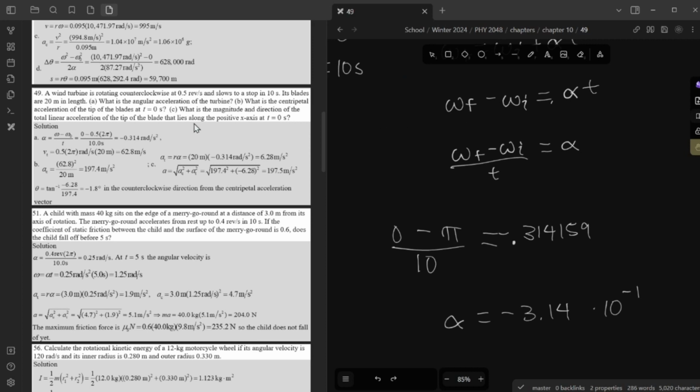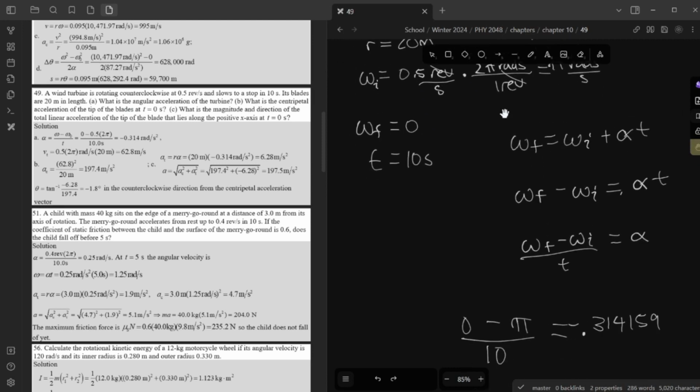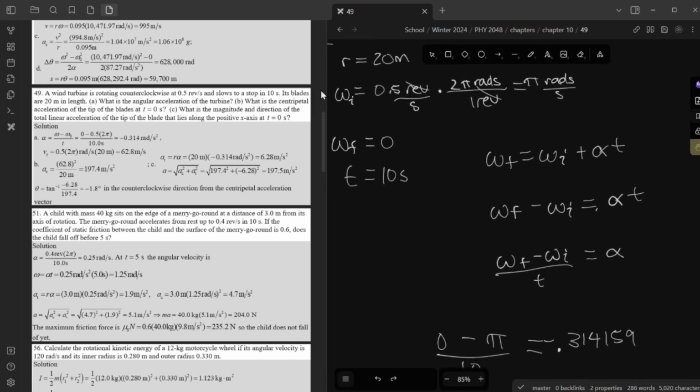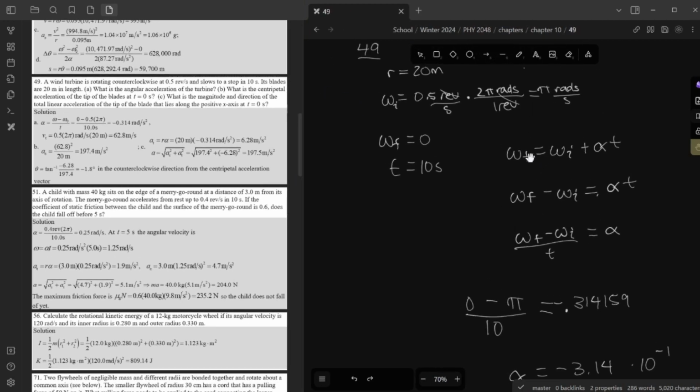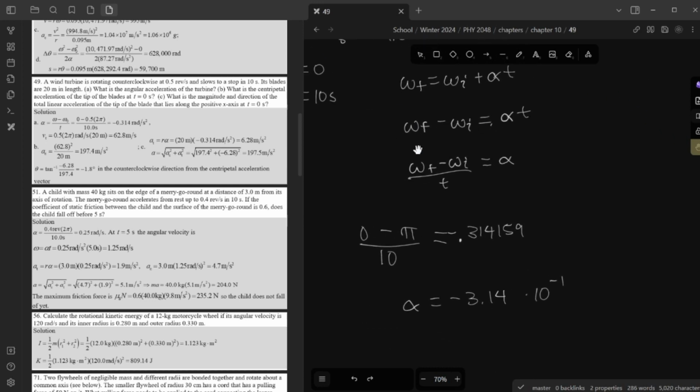So now what we want to do is find the centripetal acceleration of the tip of the blades at t equals 0. So that's saying, hey, these turbines, they're going at a maximal speed at t equals 0. So what is the centripetal acceleration acting on them at t equals 0? And if you go to our formula sheet, like always, we'll see that centripetal acceleration is right here and also right here. We can use either one. I prefer to use the angular equation.